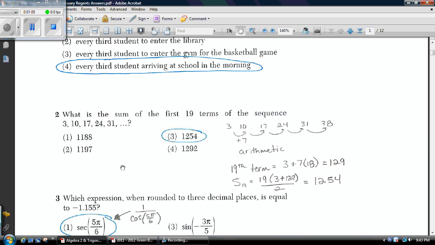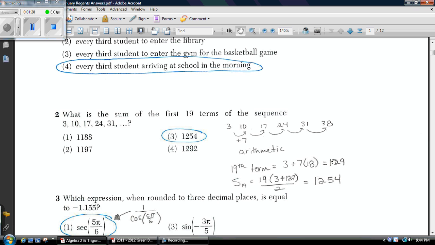What's the sum of the first 19 terms of this sequence? First, you got to determine whether it's geometric or arithmetic. It turns out the difference between each term is 7, so it's arithmetic. The 19th term would be 18 of these plus 7s down the road because, here's my first term, and then you would do plus 7 18 more times to get to the 19th term.